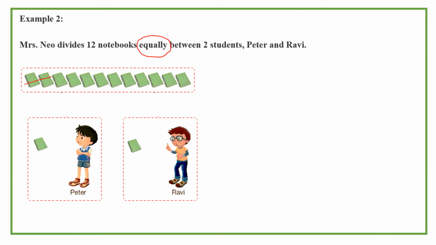After that, we take away 2 more notebooks. We give 1 to Peter and 1 to Ravi. Then we take away 2 notebooks. We give 1 to Peter and 1 to Ravi. We take away 2 notebooks. We give 1 book to Peter and 1 book to Ravi. We take away 2 notebooks. 1 is given to Peter, 1 to Ravi. And finally, we take away 2 notebooks, 1 for Peter and 1 for Ravi.